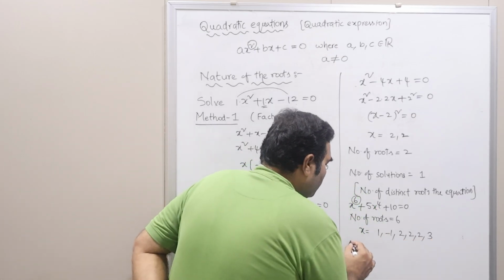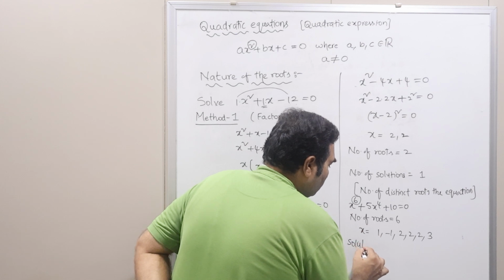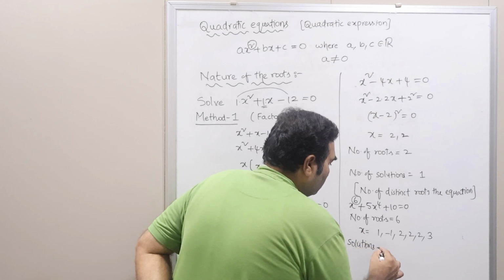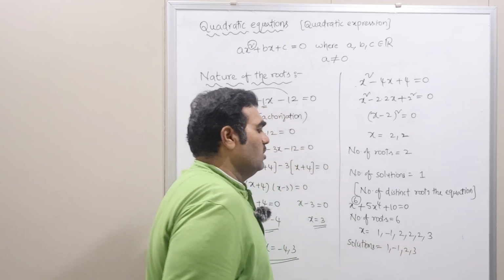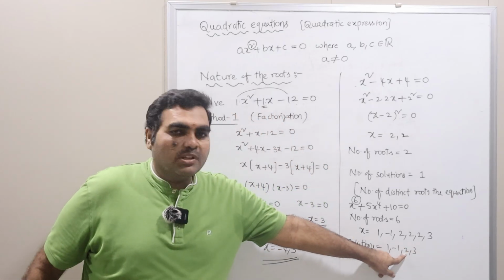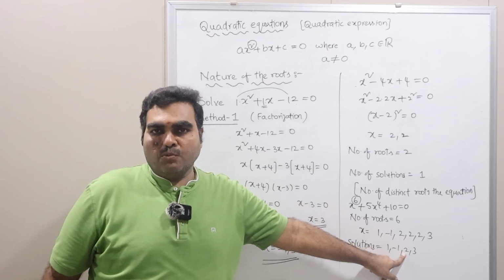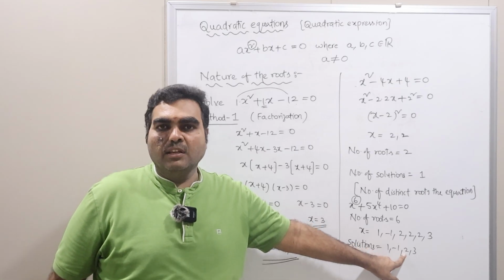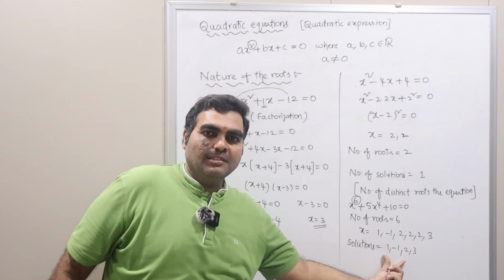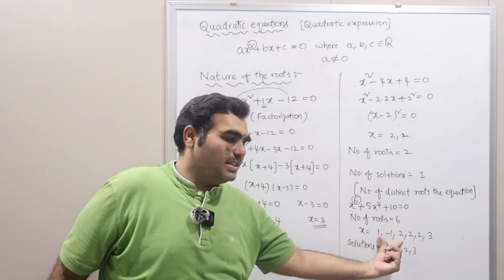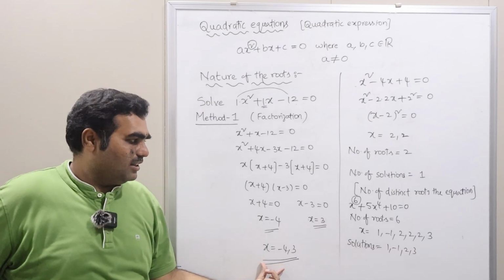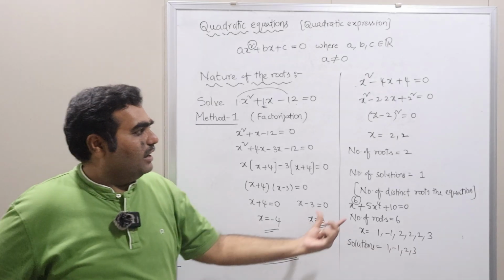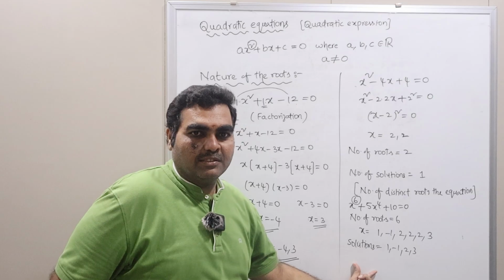Now, what is the number of solutions? Solutions are 1, minus 1, 2, 3. When you are writing solutions, you have to consider the distinct root once only. So the number of solutions here is 4. The number of roots is 6. We used number of roots here in order to convey that. I gave this example here, so this may help you.